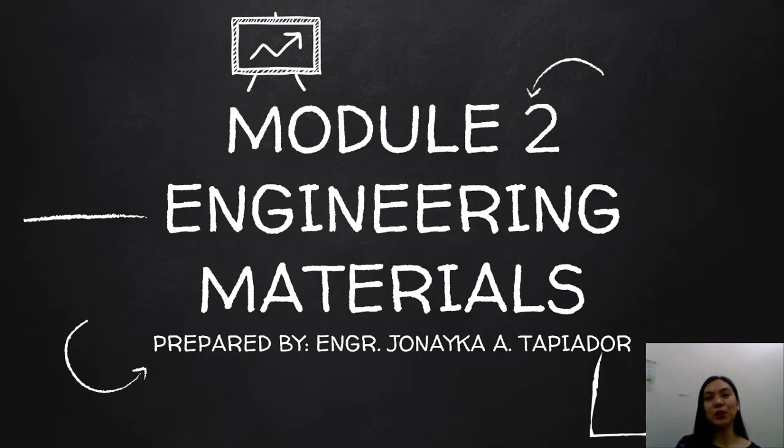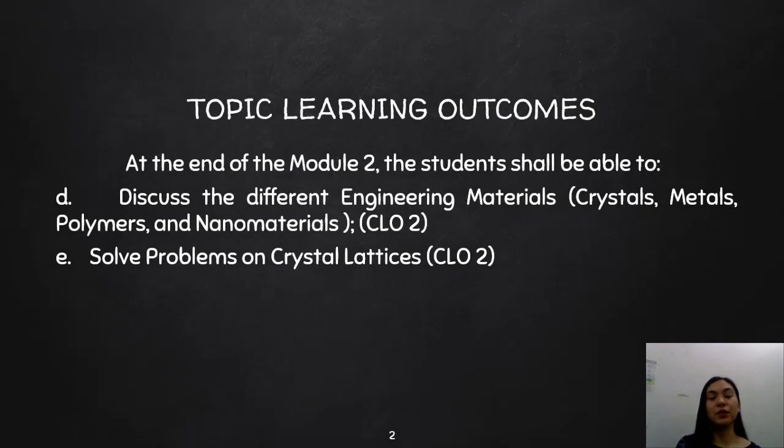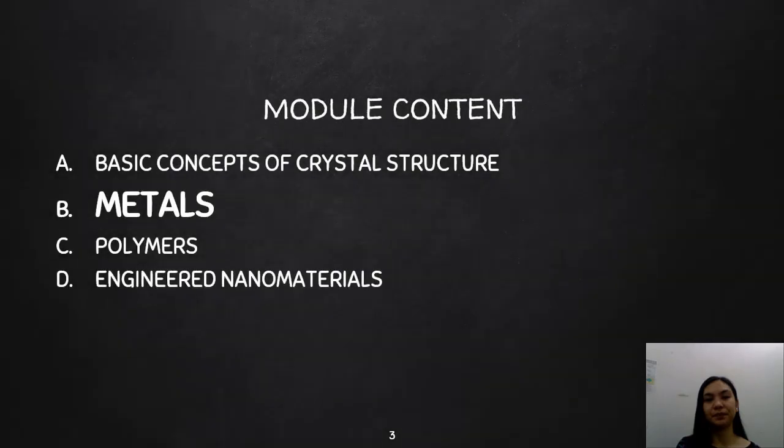So continuing module number 2, which is entitled Engineering Materials. These are the topic learning outcomes. Let me just read it to you again. At the end of this module, you should be able to discuss the different engineering materials, particularly your crystals, metals, polymers, and nanomaterials. And of course, you are to solve problems on your crystal lattices.